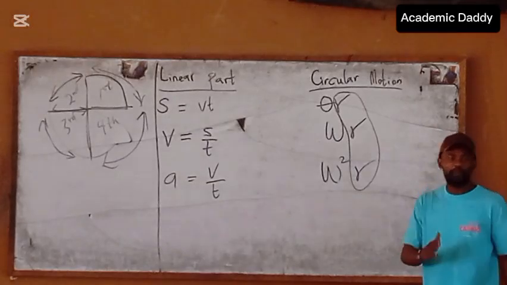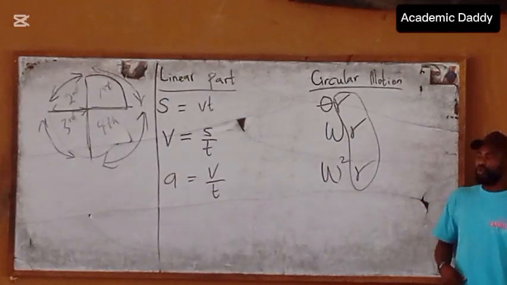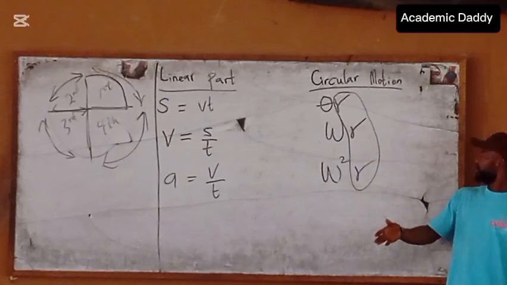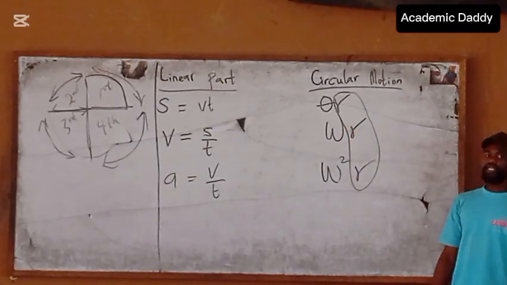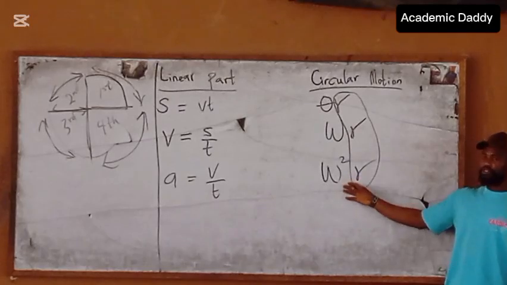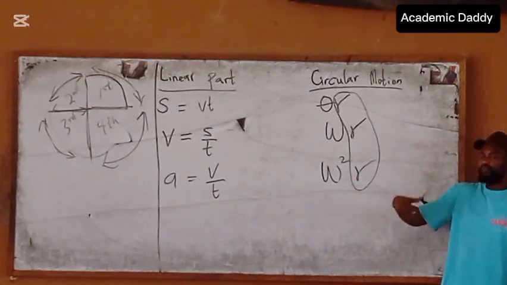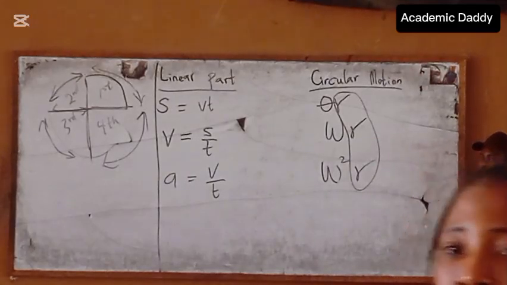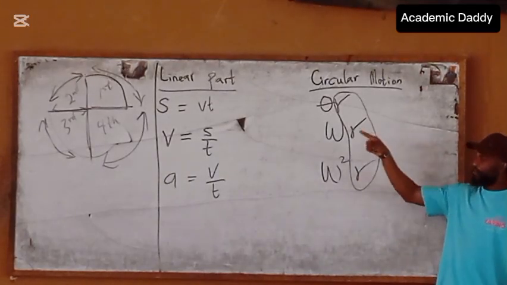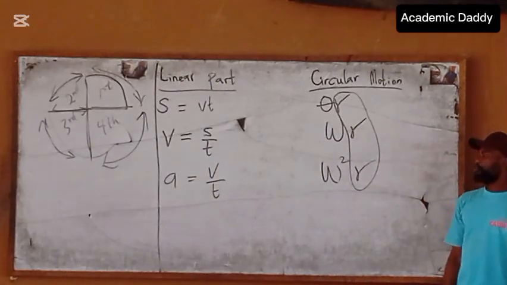If at any point you are solving any question in circular motion, the question can ask you what is the linear speed, or what is the linear acceleration. This is what you're using. But let's say they ask you what is the angular speed or the angular velocity? We are getting to that part. So we are comparing the linear part from kinematics, then we are getting the linear part of the circular motion.